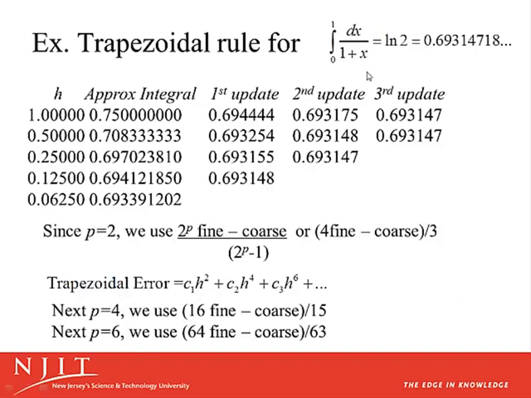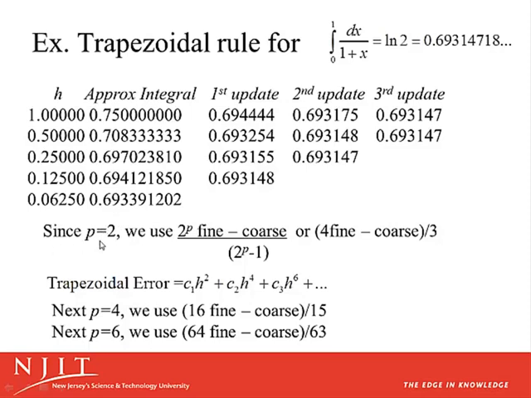Let's work an example. The integral of 1 over 1 plus x from 0 to 1 is natural log of 2, which is 0.69314718, etc. If we use just one trapezoid, we'd get an approximate integral of 0.75. If we take h as a half, we'll have two trapezoids giving us 0.7083333. If h is a quarter, we get a value. h is 1/8 and h is 1/16.